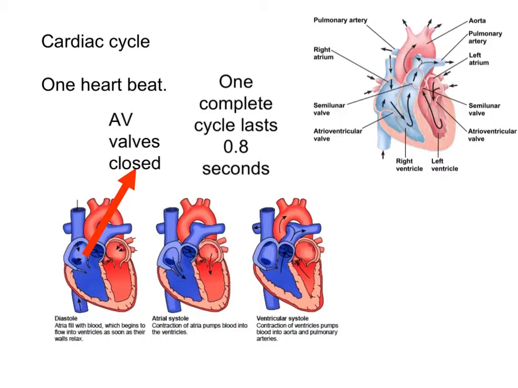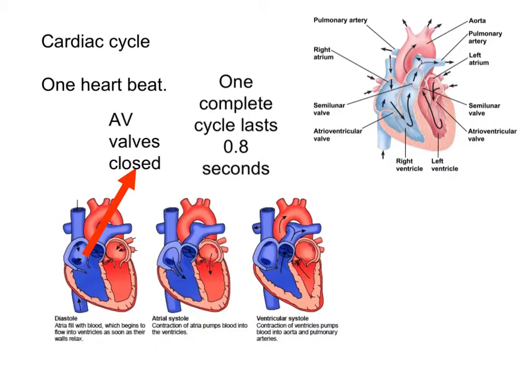The next phase from here is both ventricles contract, increasing ventricular pressure. So the ventricles here will contract, and then that will build up the pressure, and from there the aortic and pulmonary valves are forced open and the AV valves are then closed. So these valves here will be forced open, and then these valves here, your AV valves, will be closed.